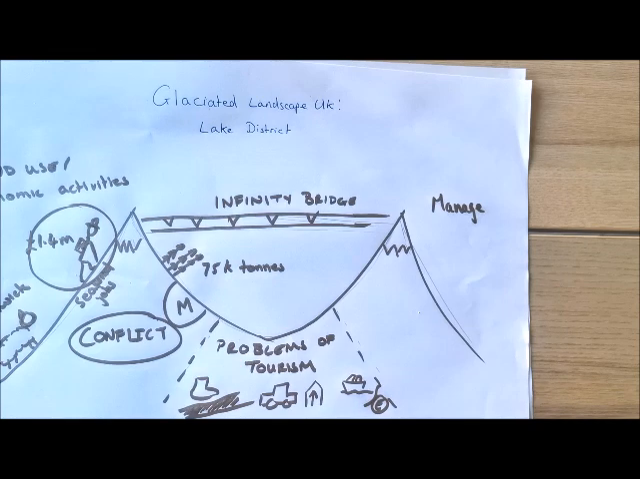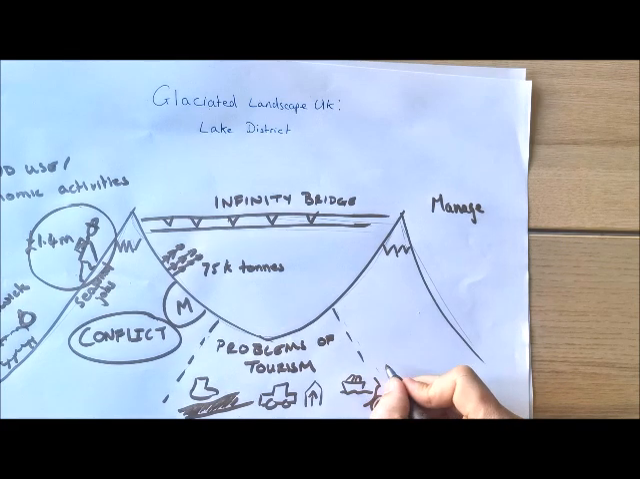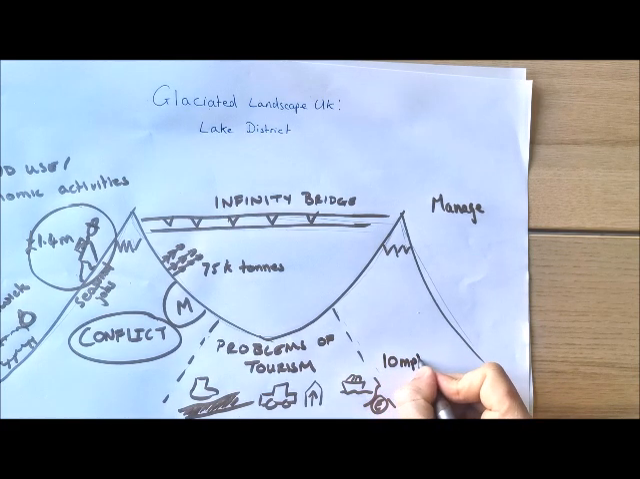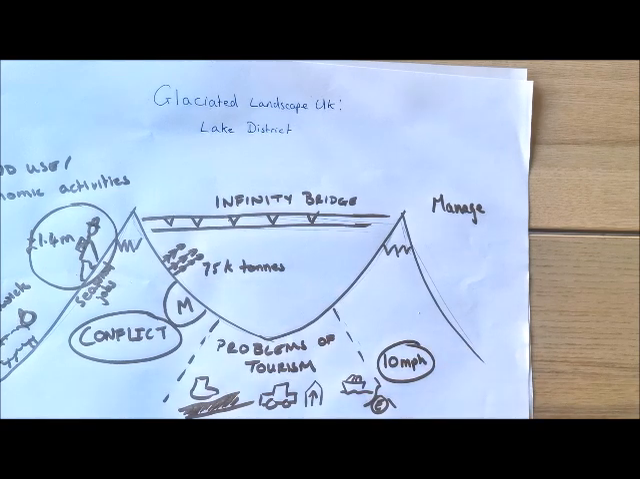So if we work our way through these and look at how they're trying to do them, one of the ways that they're trying to reduce the bank erosion and the destruction to the habitats on the banks of the lakes, such as Lake Windermere, is to impose 10-mile-per-hour speed limits on boats operating on the water.